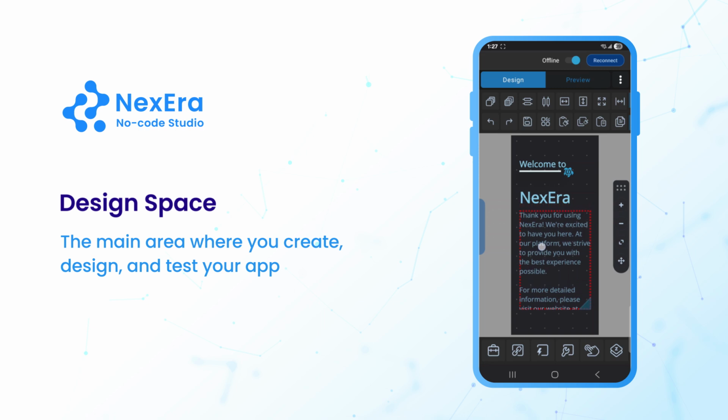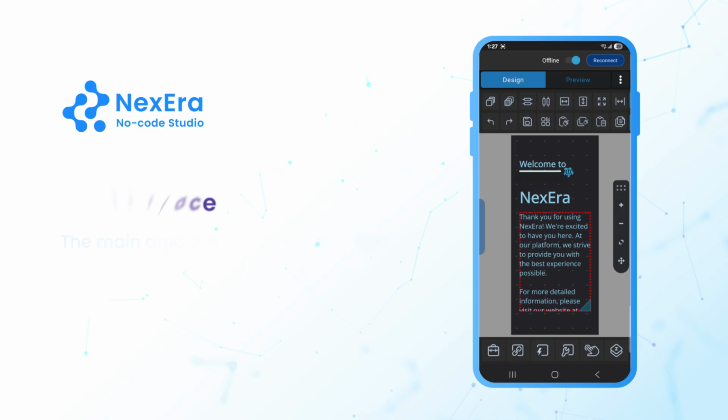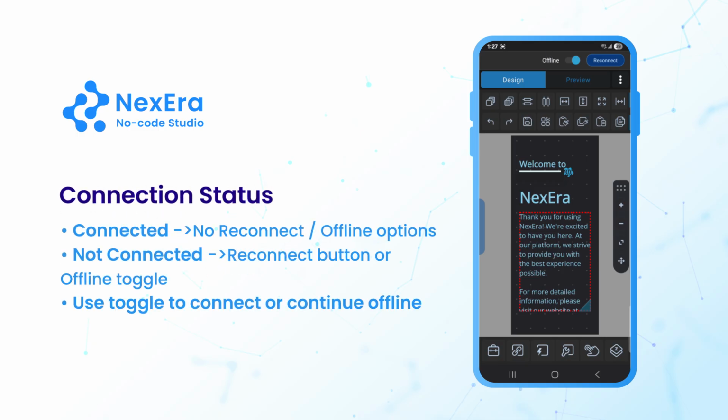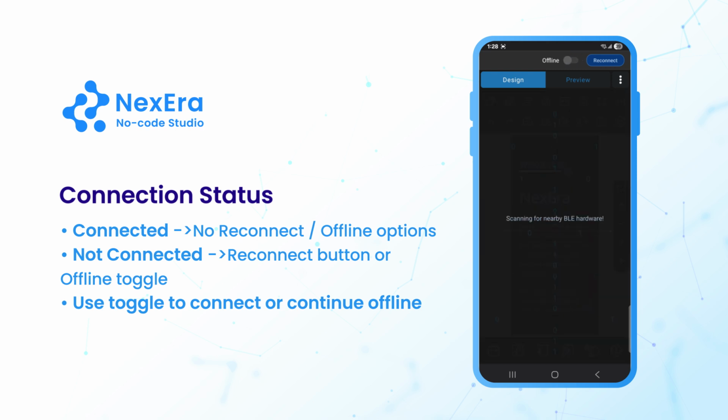So, this is design space, the main area where you actually create and design your app. First, let's talk about the connection status. If you are connected to your hardware, you won't see the reconnection or offline option up here. But if you are not connected, you will notice them appear, meaning you can either reconnect to your Bluetooth device or continue working offline.